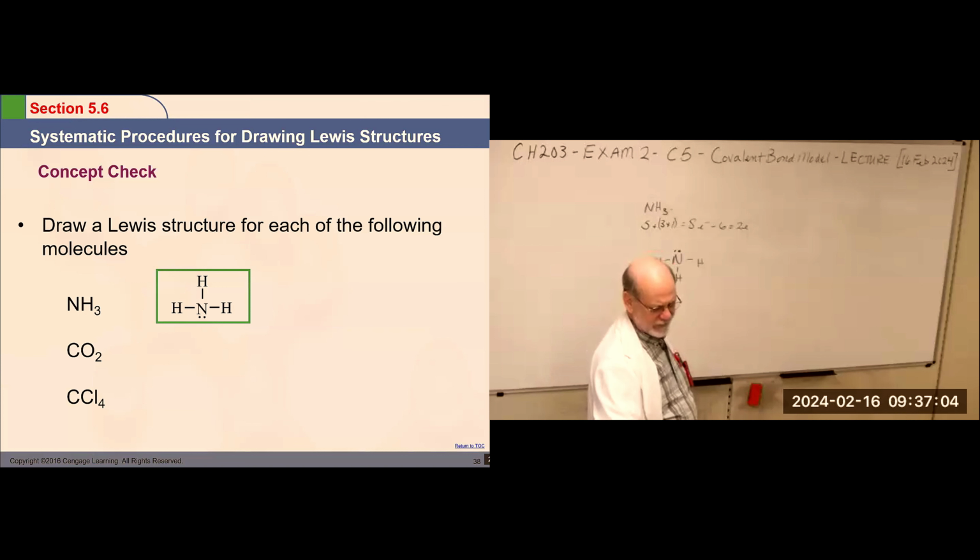Carbon dioxide, we did that one already. And that was constructed by the same technique. Carbon tetrachloride.